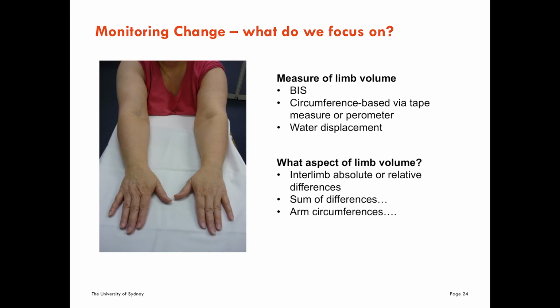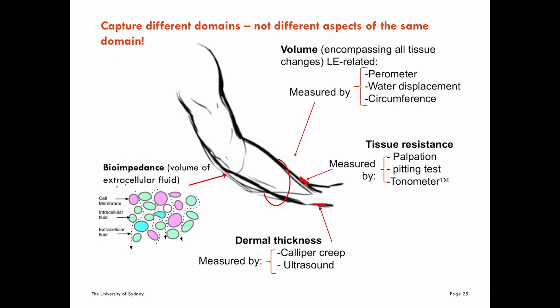The other issue is about monitoring change. What do we focus on? There's a range of measures that are out there, and what we're finding is that people are focused on expressing the same measure, limb volume, 10 different ways, rather than trying to capture a range of different aspects. So here we can see dermal thickness. You can use ultrasound. I don't know if the clinicians here, physios and OTs, have one available to them. In Sydney, it's not uncommon to.